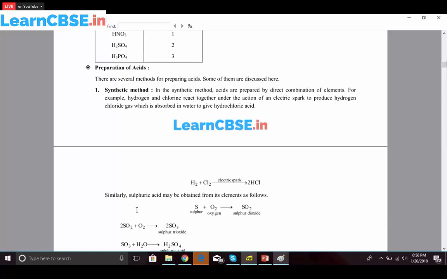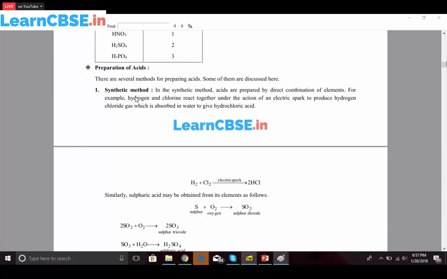For example, if you want to prepare HCl, there are two atoms present in the HCl. One is hydrogen, another one is chlorine. So hydrogen gas we have to react with chlorine gas together under the action of an electric spark. It will produce HCl gas. Once the gas is coming outside from the reaction, we immediately have to dissolve it in water, and it will produce hydrochloric acid.